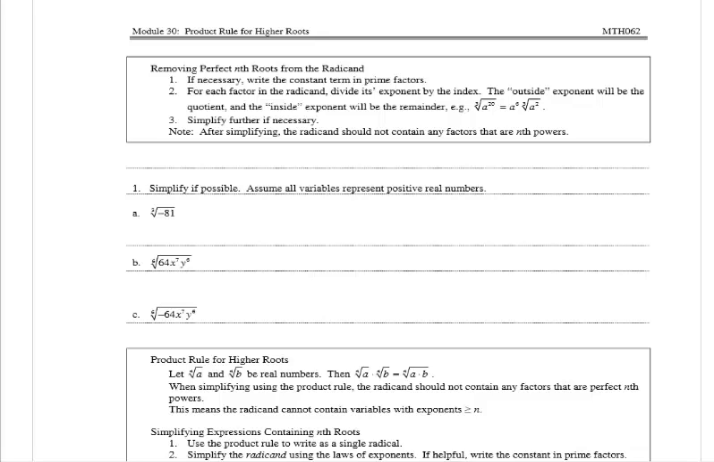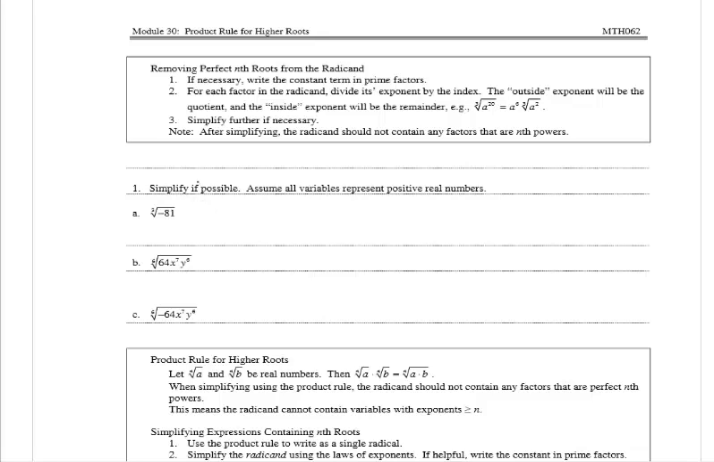And the example is the cube root of a to the 20th is equal to a to the 6th times the cube root of a squared. And 20 divided by 3 is 6 with a remainder of 2. So the 6 ended up on the outside and the 2 ended up inside. And then simplify further if necessary. And then note, after simplifying, the radicand should not contain any factors that are the nth power.